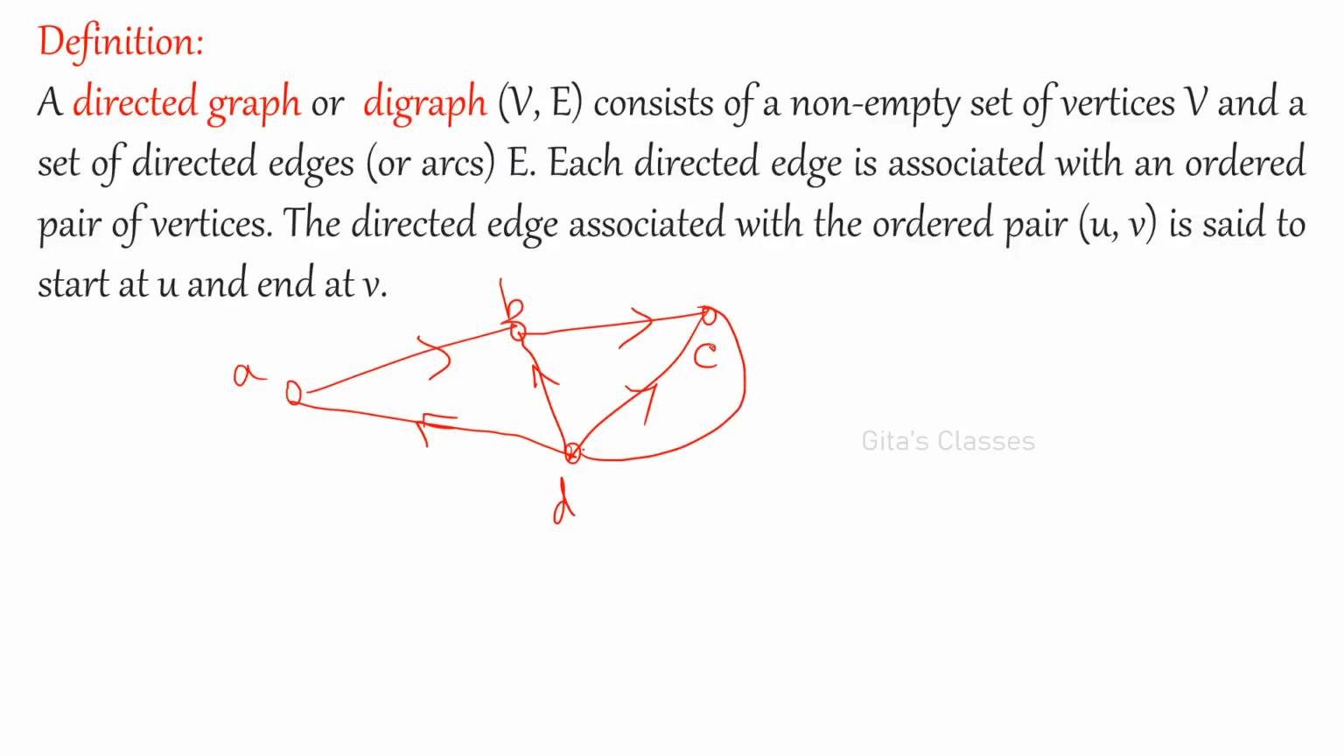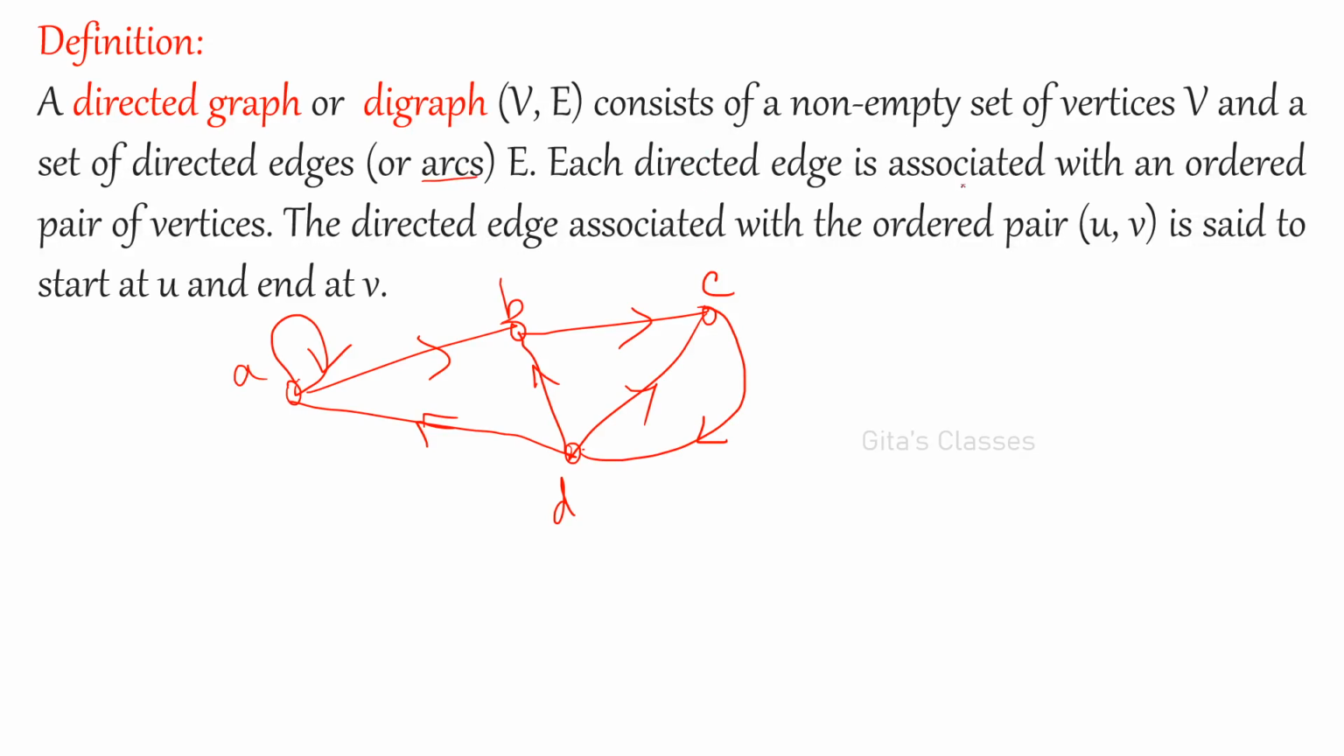Okay. So you can have it like this also, C. From C to D is there, D to C is also there. Okay. Multiple edges. You can have a loop also like this. Okay. So a directed graph, or simply called a digraph, G of V comma E, consists of a non-empty set of vertices capital V and a set of directed edges, or sometimes also called arcs, E.